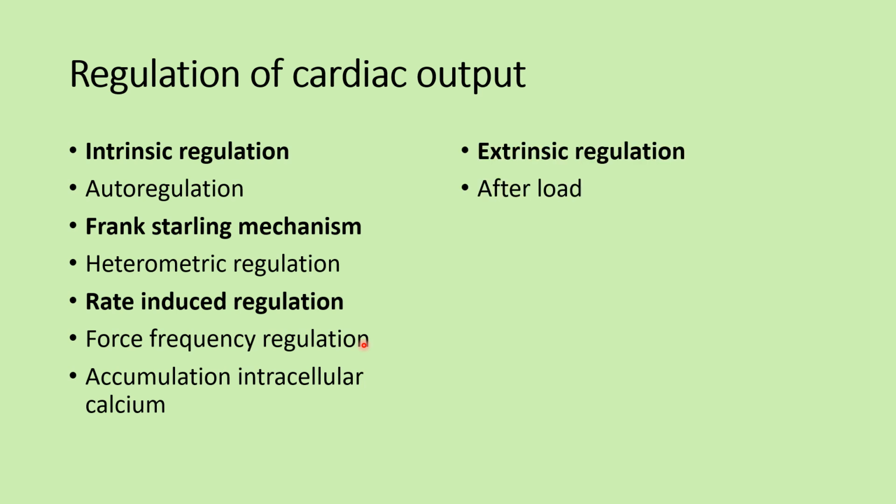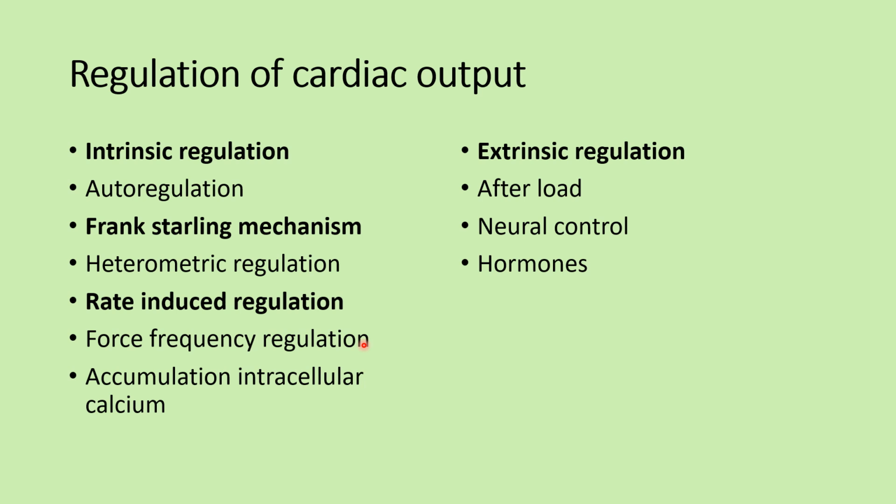Extrinsic regulations are afterload, and this comes under the homometric regulation. In the homometric regulation, there is no change in the length of the ventricular muscles. Homometric regulation depends on the afterload, especially variable resistance, explained by the Anrep effect. And neural control: sympathetic stimulation increases the myocardial contractility, increases the heart rate, and increases the venous return.